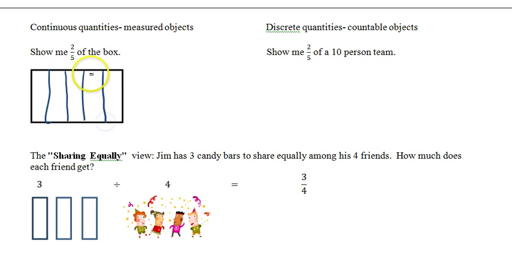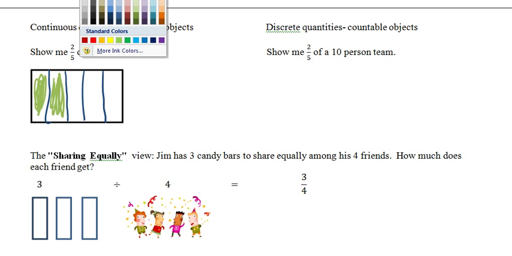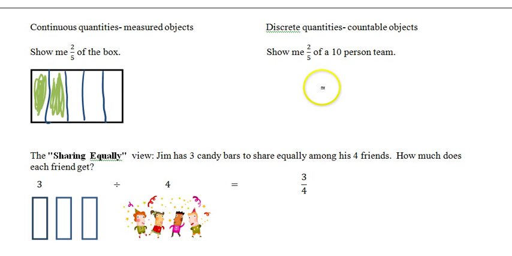It's pretty decent. You're going to get 2 of the 5 pieces. It's basically taking one item and cutting it into 5 pieces, and you get 2 of them. The other type of situation that we have is what we think of as discrete quantities. You're not going to cut them up.